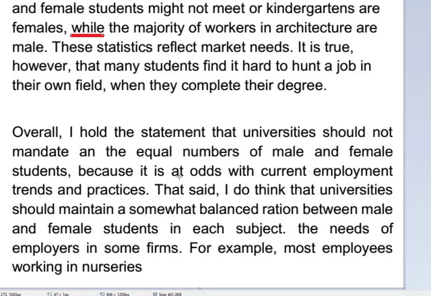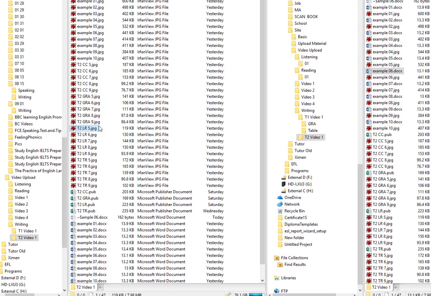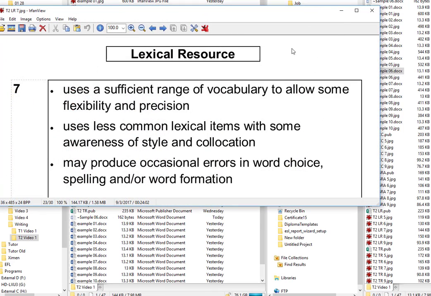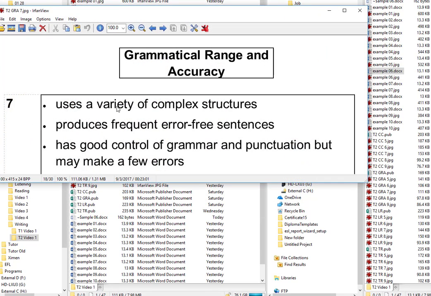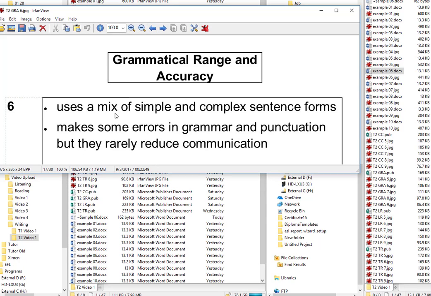Overall. Okay, so we have some conjunctions used to make compound sentences. So it's not, this is grammar. I wouldn't say it's a variety of sentences. A mix is probably a better way of describing what this person did. So probably 6.